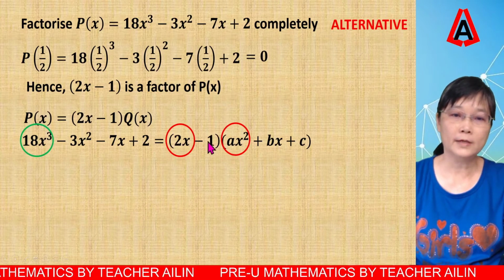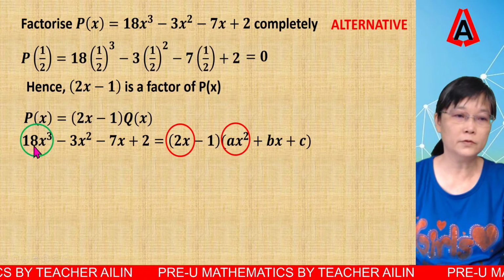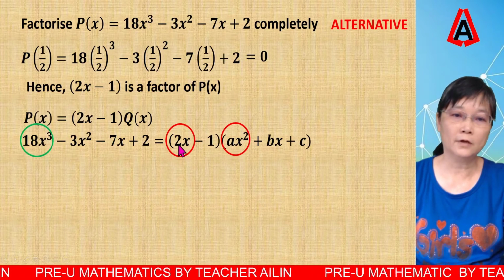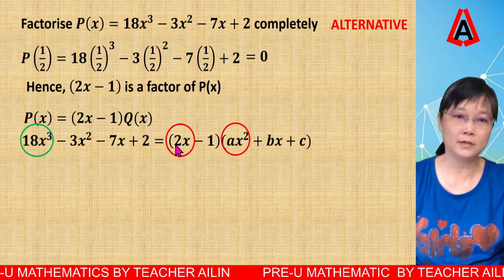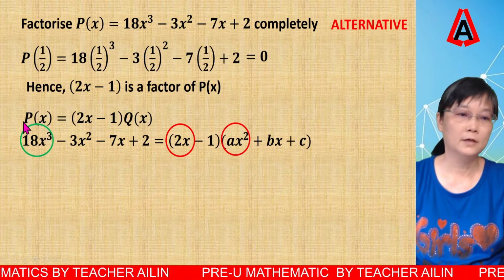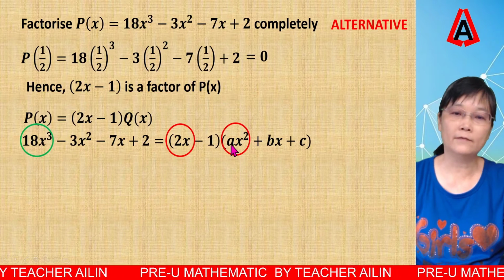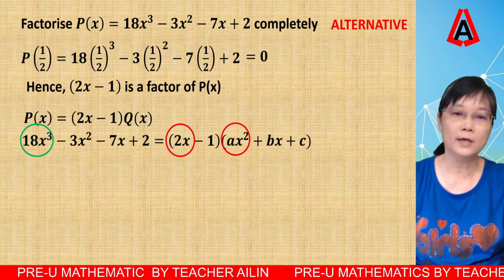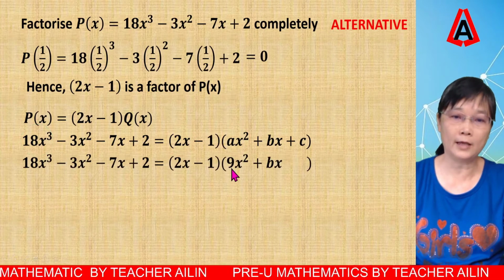So 2x times ax power 2 should be equal to 18x power 3. So for the coefficient, I should think, 2 times what? We get 18. So definitely 2 times 9 is 18. So a is equal to 9.